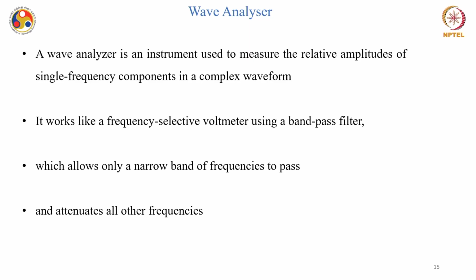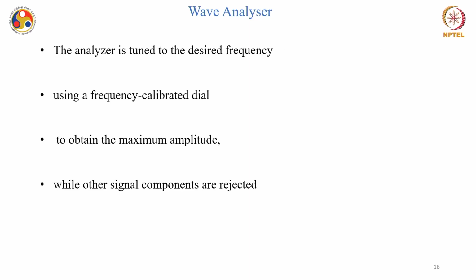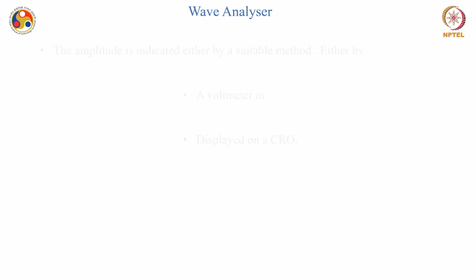A wave analyzer is an instrument used to measure the relative amplitudes of a single frequency component in a complex waveform. You can say that it works like a frequency selective voltmeter using a band pass filter. This allows only a narrow band of frequency to pass and attenuates all other frequencies, so that you can analyze that particular frequency component. The analyzer is tuned to the desired frequency using a frequency calibrated dial, which can be user controlled, to obtain the maximum amplitude, while other signal components are simply rejected.